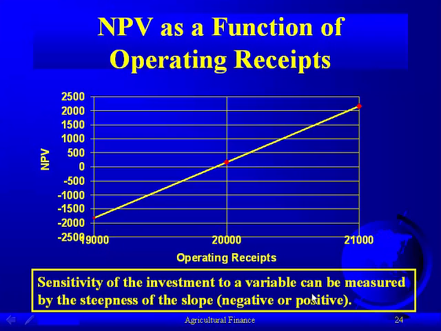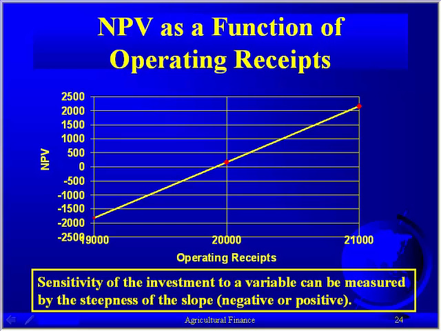Okay, the sensitivity of the investment to a variable can be measured by the steepness of the slope, negative or positive. For example, if this had been a very flat curve, so that it looked like this, would a change in operating receipts affect the net present value very much? A change wouldn't have made much difference. What if the line looked like this? What if it was very steep? Then a slight change from here to here, notice it has a huge impact on your profitability. You have to look at the steepness of that slope. You can see visually that the steepness is important.